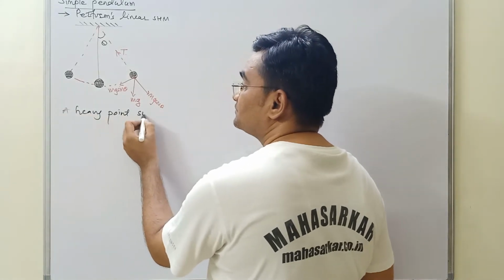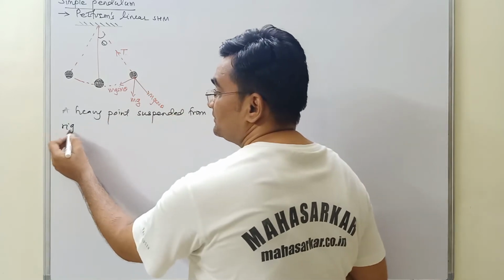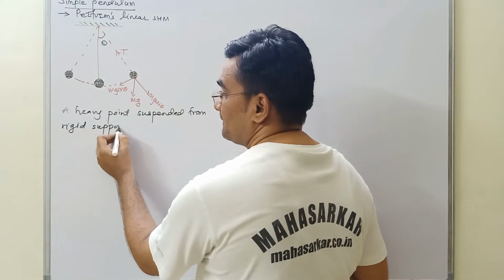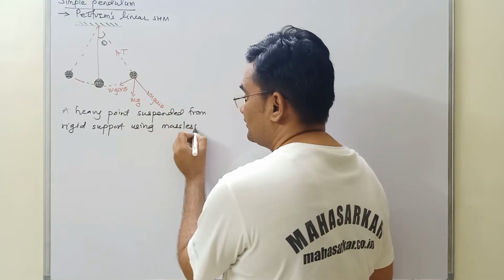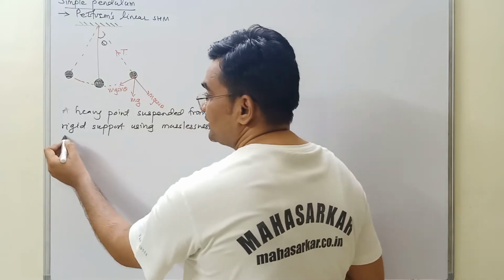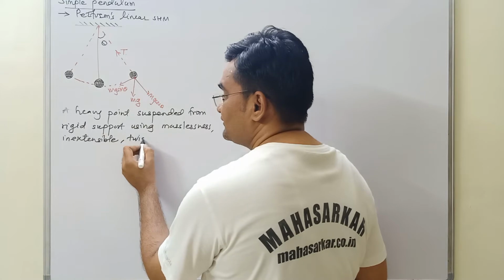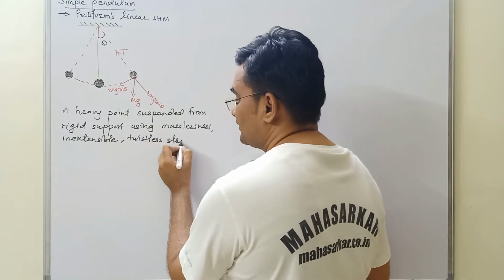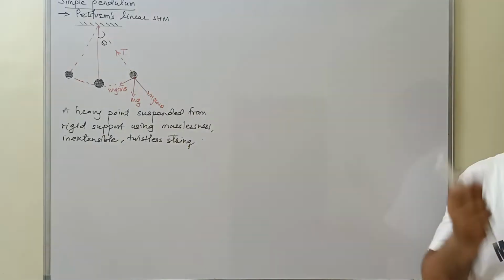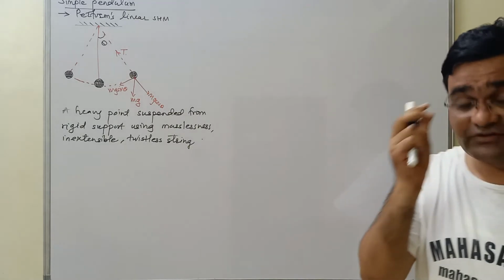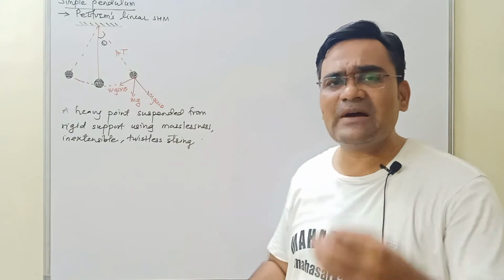So I can say the heavy point mass suspended from rigid support using massless, inextensible, twistless string is called as what? Simple pendulum. Okay, practically no string can be perfectly massless. Because of that, we cannot say there is a perfect massless string. So I will say its mass is very small.